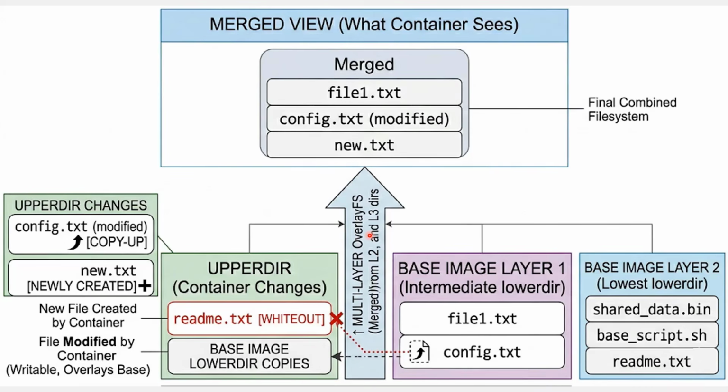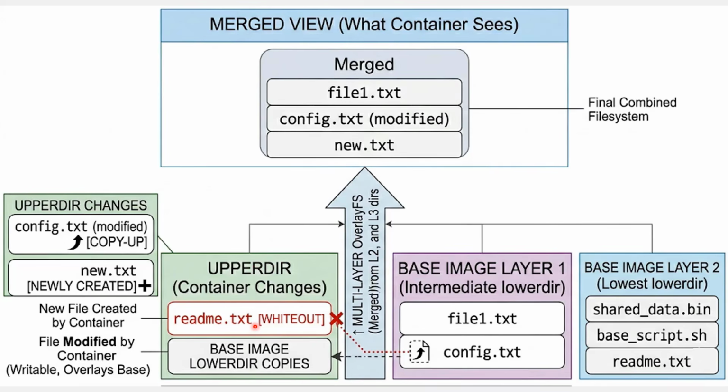Now everything we saw so far follows simple rules. First, if a file exists in the upper directory, that version is always used. It does not matter what exists in the lower layers. Second, if a file is deleted, it is not removed from the lower layers, but it is hidden using a whiteout. Third, copy only when needed. Files are not copied by default. They are copied only when modified. So the upper layer always wins in these scenarios.